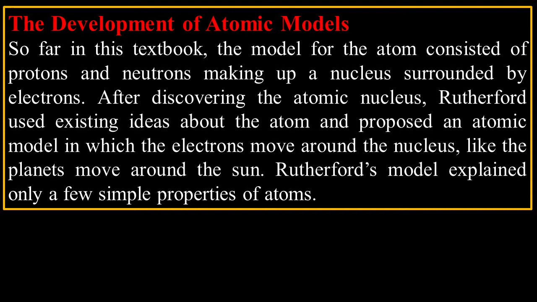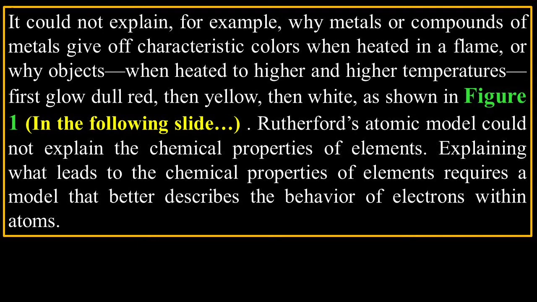It could not explain, for example, why metals or compounds of metals give off characteristic colors when heated in a flame, or why objects, when heated to higher and higher temperatures, first glow dull red, then yellow, then white, as shown in Figure 1 in the following slide. Rutherford's atomic model could not explain the chemical properties of elements. Explaining what leads to chemical properties of elements requires a model that better describes the behavior of electrons within atoms.